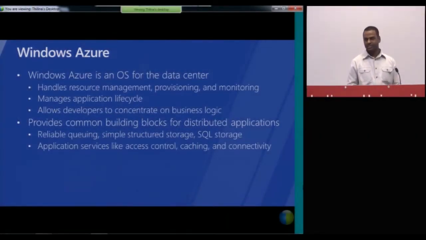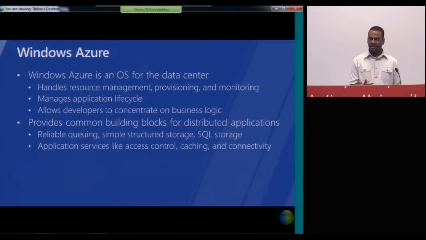Let's come back to the Windows Azure. So Windows Azure is mainly a platform as a service cloud. So you can think of Windows Azure as an operating system for the data center. So Windows Azure handles resource management, provisioning, monitoring, and all these things for you and for Microsoft. And then it also can manage the application lifecycle. I mean, it can restart the application. If something goes wrong, it can take it offline and do things like that.